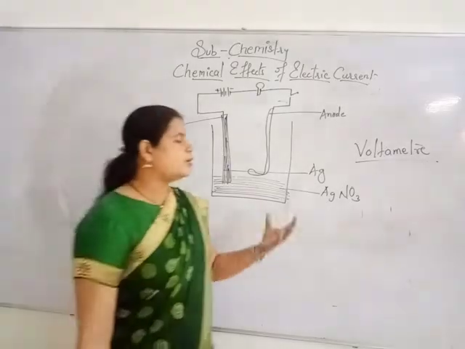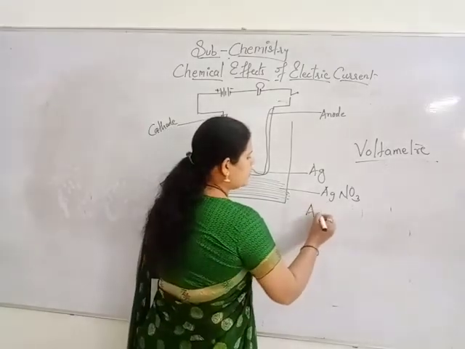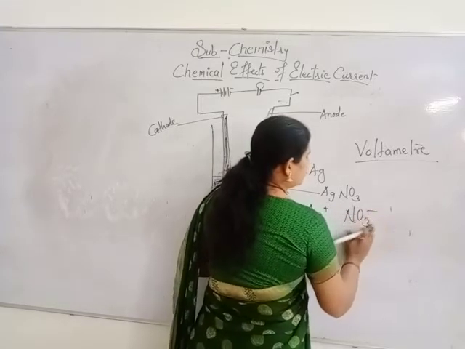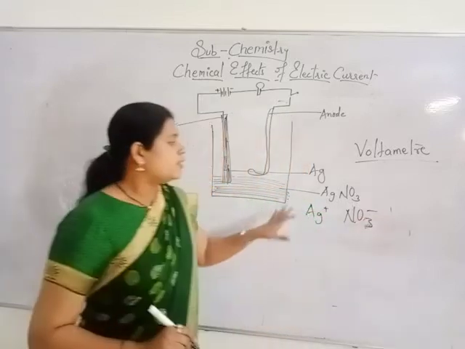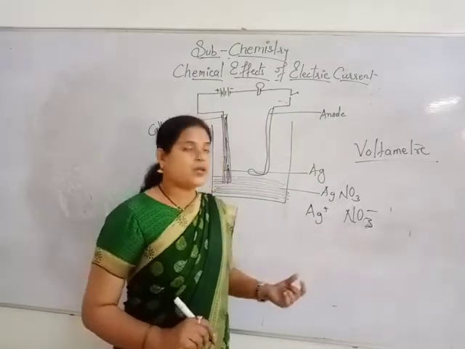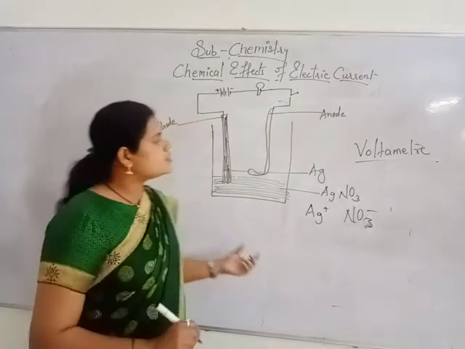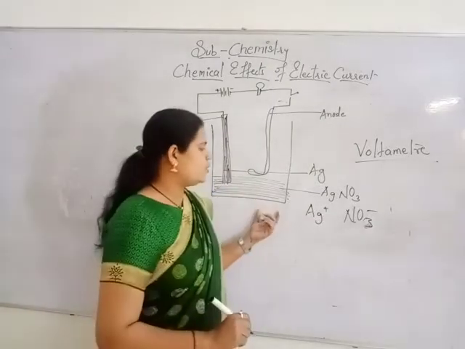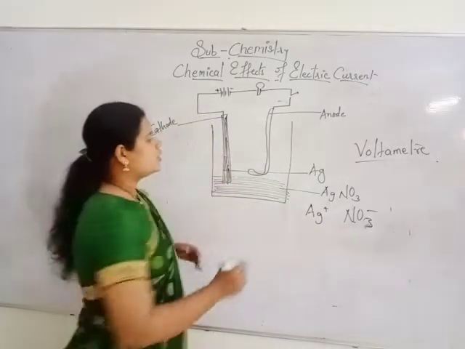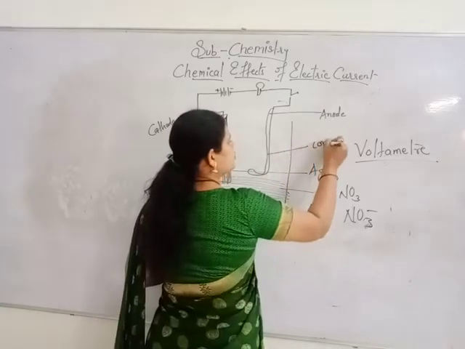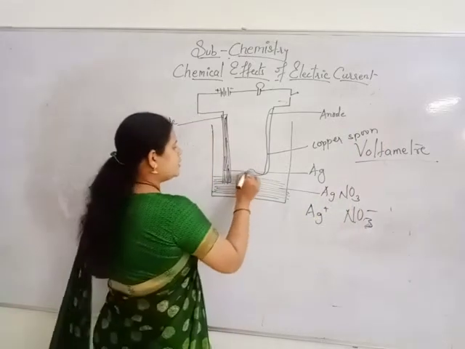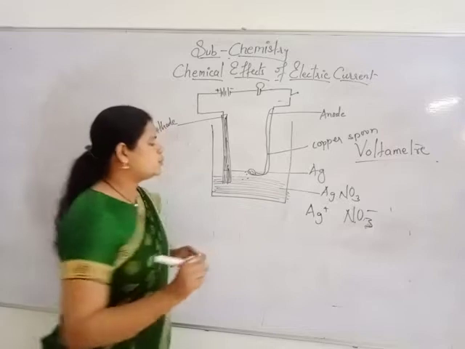It will get broken down into two different ions, that is Ag plus and NO3 negative. This silver nitrate solution will break down into two ions, Ag plus and NO3 negative. So when the current is allowed to pass through this electrolytic solution, this will happen, and this Ag plus will get deposited on this copper spoon. So slowly it will start getting deposited over here on the spoon.